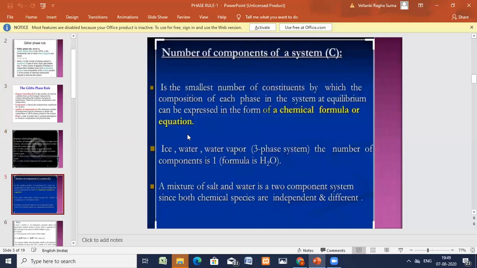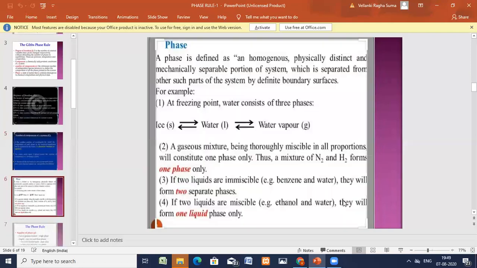Number of components, I have told you, is the smallest number of constituents by which the composition of each phase in the system at equilibrium is expressed in the form of a chemical formula or equation. The chemical constituents are nothing but the components of a system. Ice, water, water vapor: 3 phases, but the component is only 1, water. A mixture of salt and water has 2 components, since both chemical species are independent and different. So the number of components is 2.